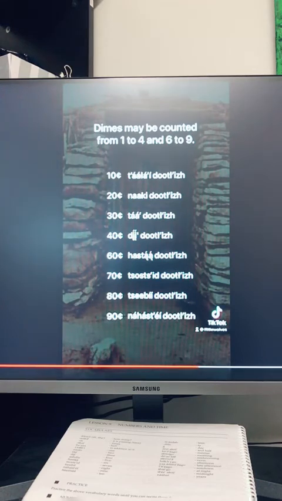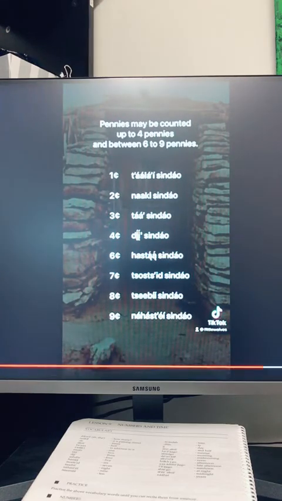Okay, so next we go on to, let's see what the next part is. Pennies may be counted up to 4 pennies and between 6 to 9 pennies. Okay, so the same concept. 1 cent, 1 penny, t'ala sendao. 2 cents, 2 pennies, na ki sendao. 3 cents, 3 pennies, ta sendao. 4 cents, 4 pennies, di sendao.